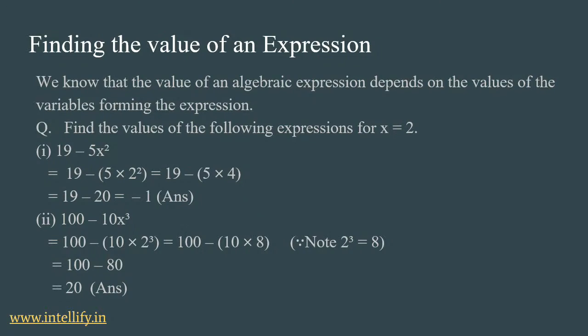Find the value of the following expression for x equals 2. So putting the value of x in this expression we get 19 minus 5 into 2 square, which is equal to 19 minus 5 into 4, as 2 square equals 4. So hence it is 5 into 4, which is 20. So 19 minus 20 is equal to minus 1.